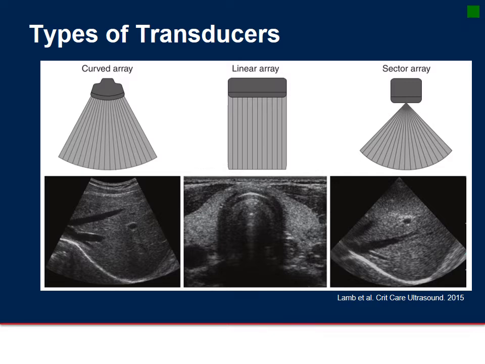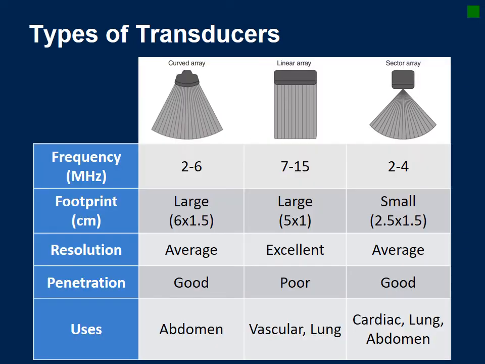On the other hand, the linear array probe is a probe that sends out ultrasound waves straight down, and so it creates a square image. The frequency is higher, and so the resolution is often much better. It doesn't penetrate as far, but the resolution is better.